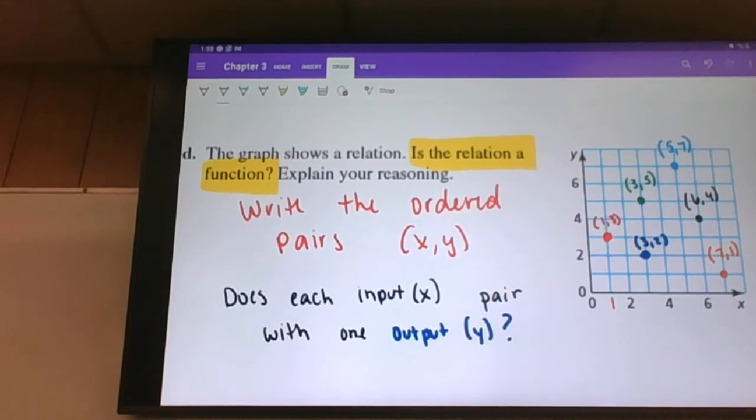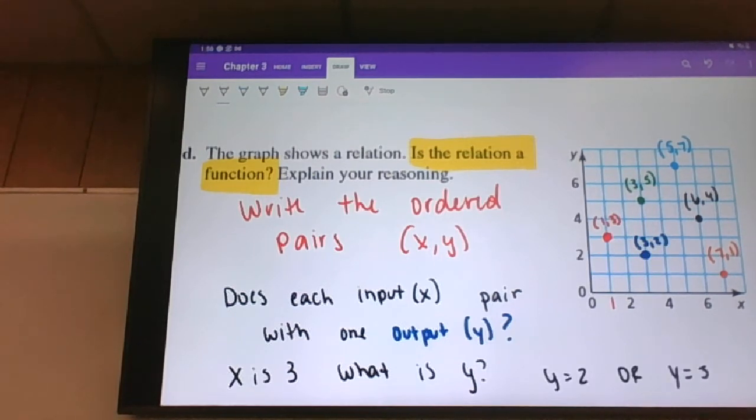Let me ask everybody in this room. I'm going to take a survey. If I told you x is 3, what is y? Half of you would tell me 2. The other half would tell me 5. That's a fail. That is not a function.